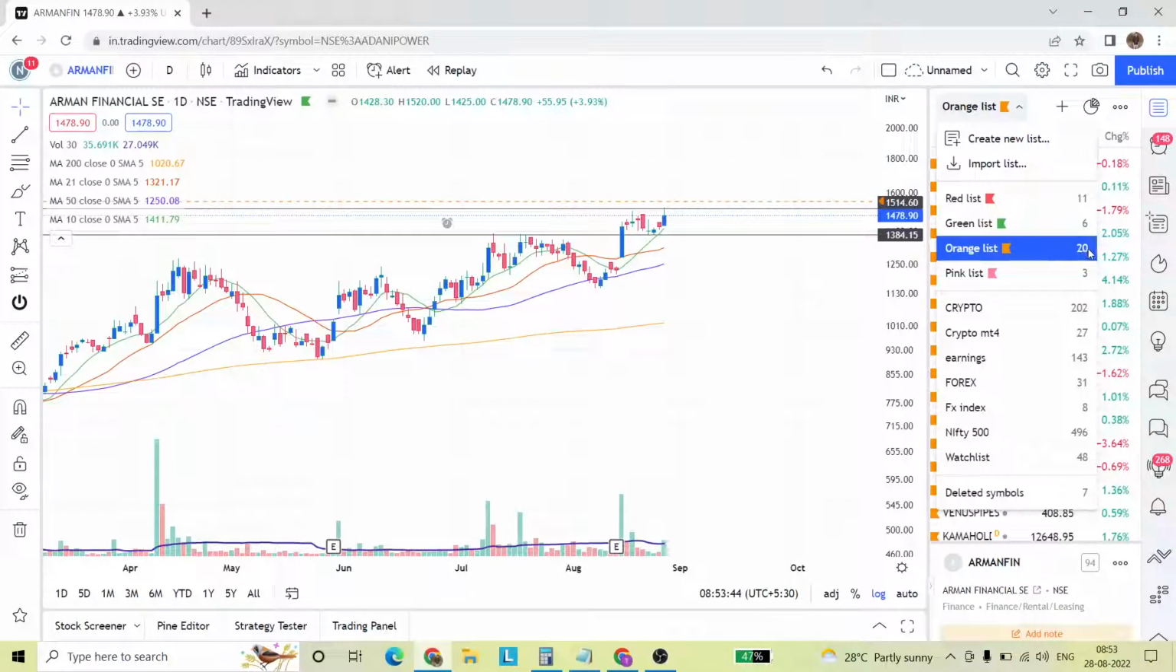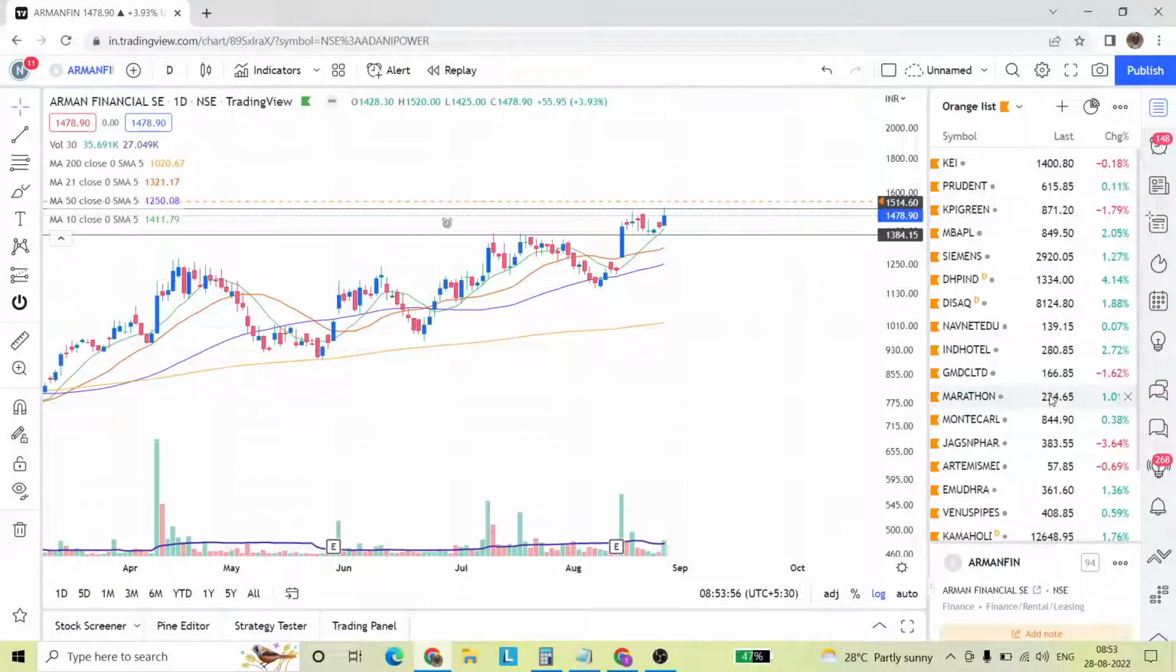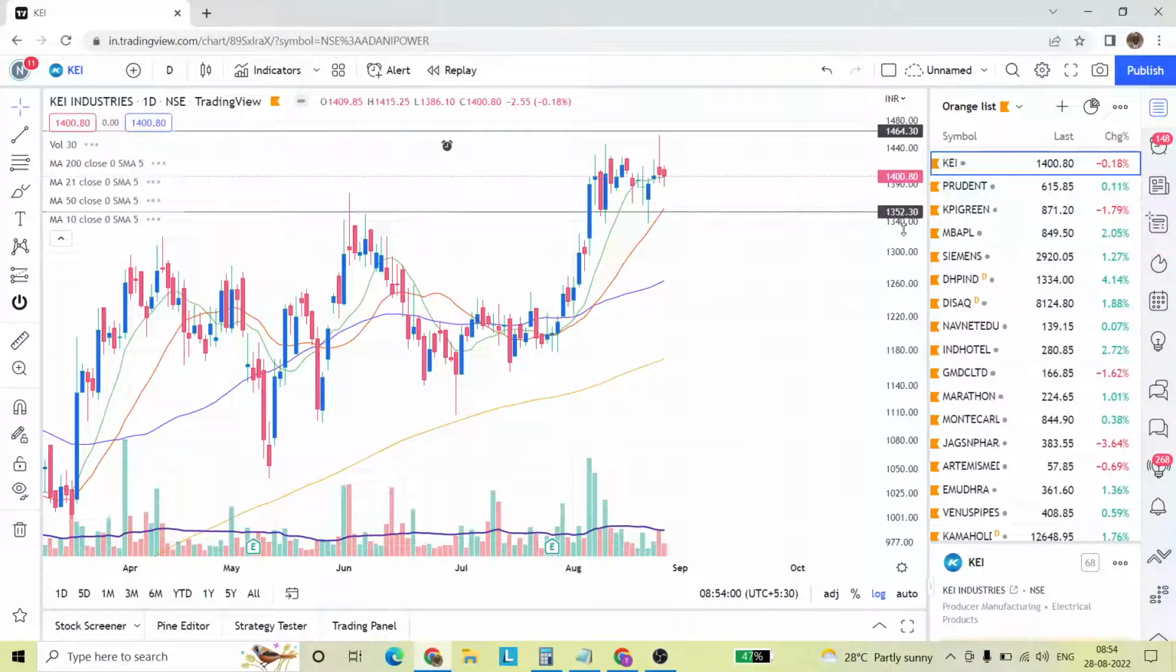We have 20 stocks. 5 or 6 stocks had been there in the previous week, and they are still showing good setups, so I have kept them. I have rolled them over, and then I have added 15-16 more stocks after yesterday's analysis. Okay, so now we'll go quickly.